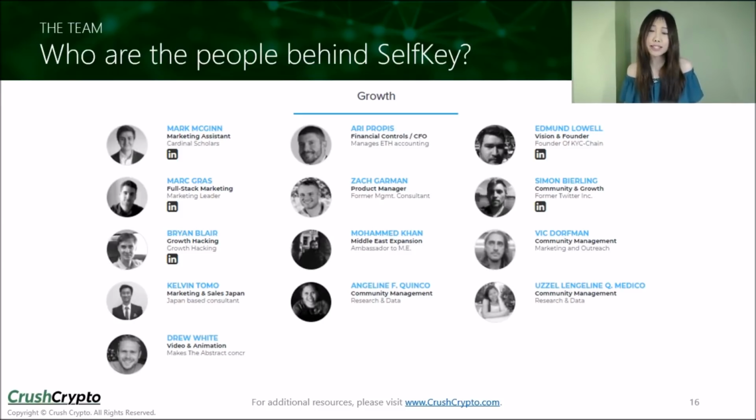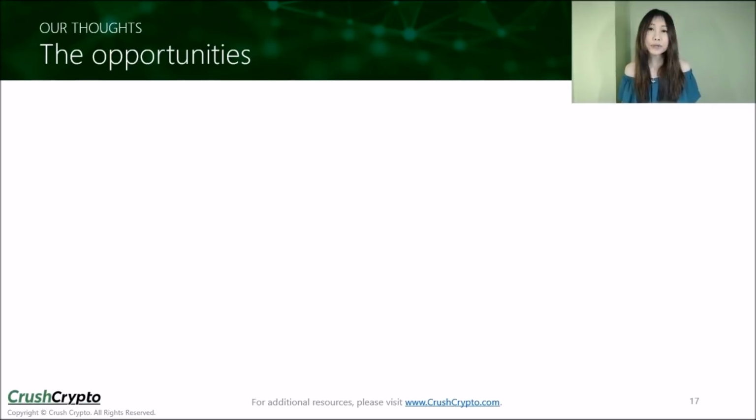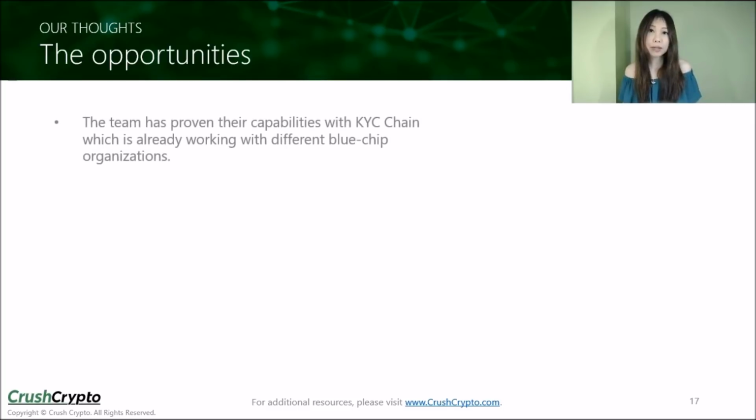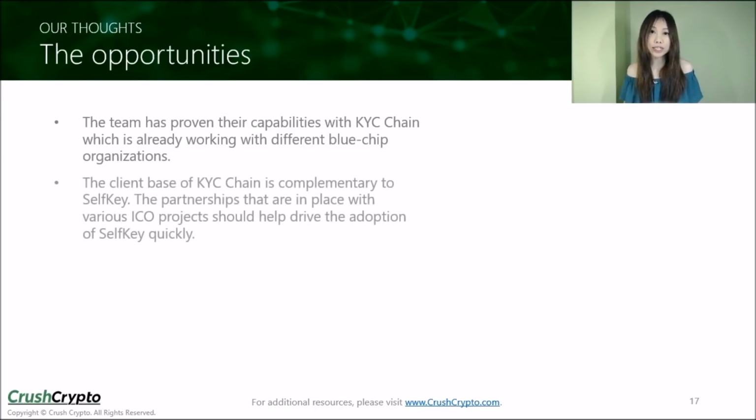On the website, SelfKey lists over 70 advisors, but we believe it's likely only a portion of them will actually be working very closely with the team. Here are some of the opportunities for this project. The team has proven their capabilities with KYC Chain, which is already working with a number of blue-chip companies. It is very difficult for startups to be commissioned by established financial institutions and government agencies, so this speaks to the team's ability. The client base of KYC Chain is highly complementary to SelfKey.